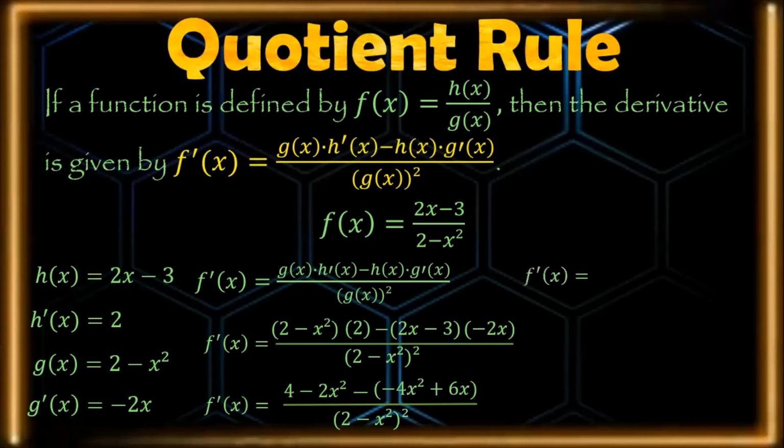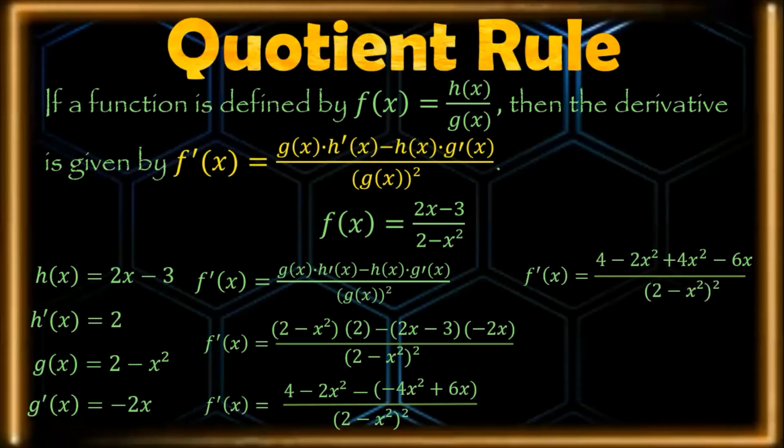So we have f prime of x, which is equal to 4 minus 2x squared. All you have to do is to copy. Then distribute the minus sign. This will become plus 4x squared minus 6x. Then all over the quantity of 2 minus x squared, quantity squared.